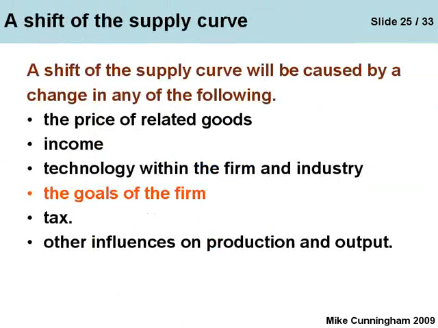The goals of the firm. Let's pause here for a second. Goals of the firm, sometimes known as the objectives of the firm. This is a big literature in economics. It's got its own area. It's called the theory of the firm. And there are many, many theories of the firm with increasing complexity and sophistication.